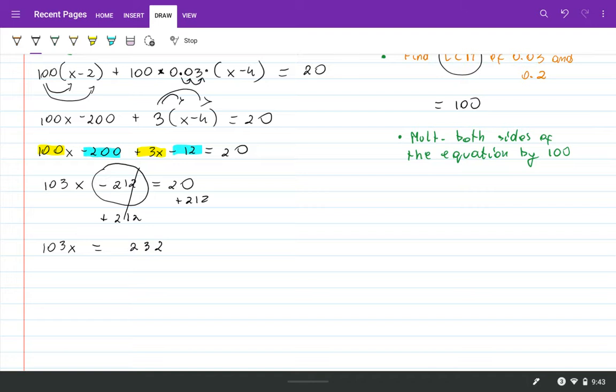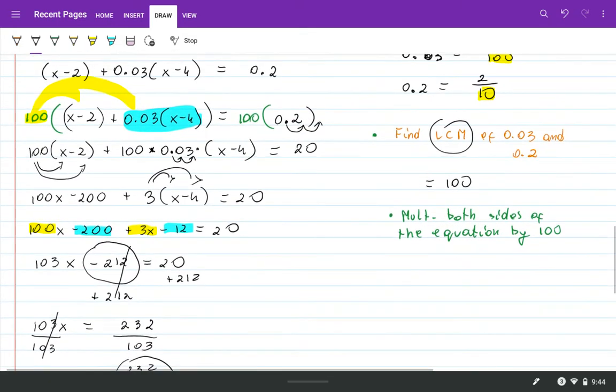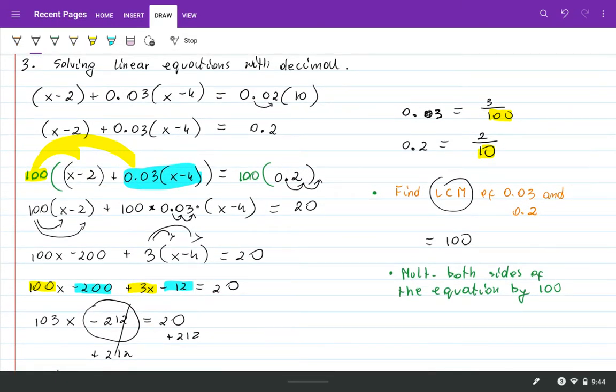Okay, so let's divide both sides by 103, and we're getting x equal 232 divided by 103. There's no way that we can reduce this fraction, so that will be our final solution. Okay. So that was the example, how to solve the equations with fractions.